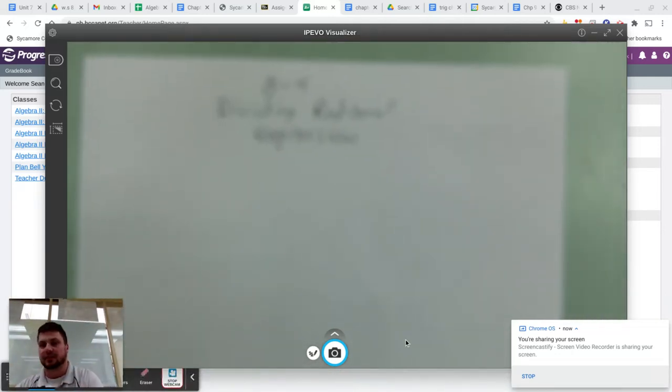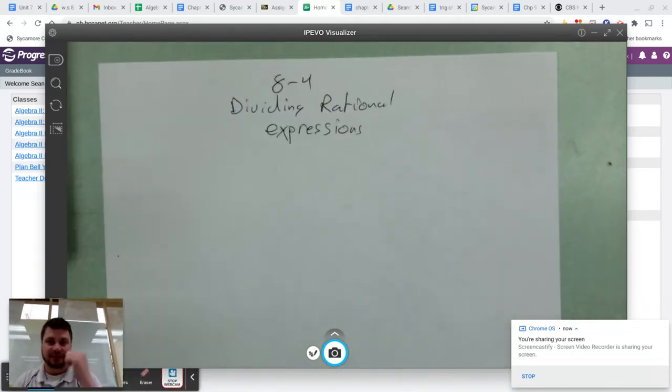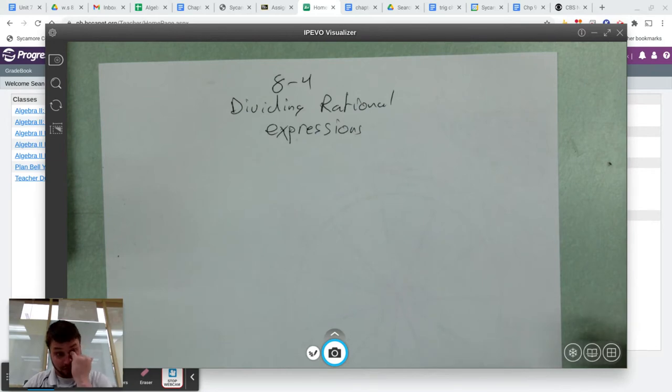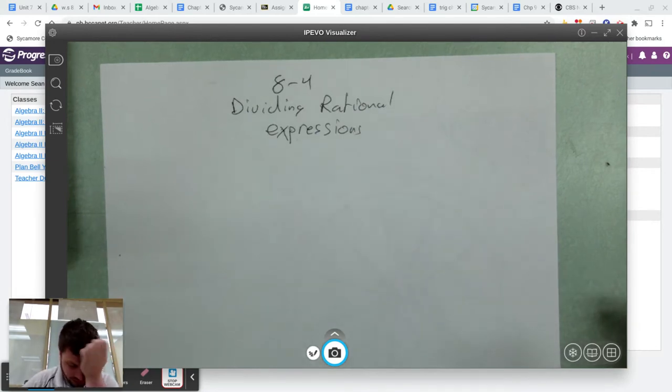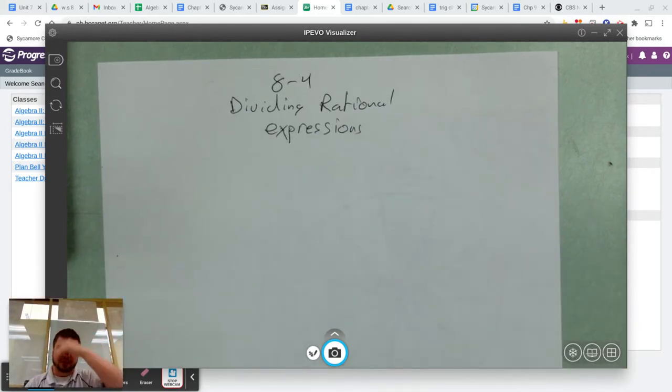All right, guys, this is a continuation of 8.4. This is dividing rational expressions. It's really going to call on the skills that we learned when we were multiplying rational expressions. There's just one small difference, okay?